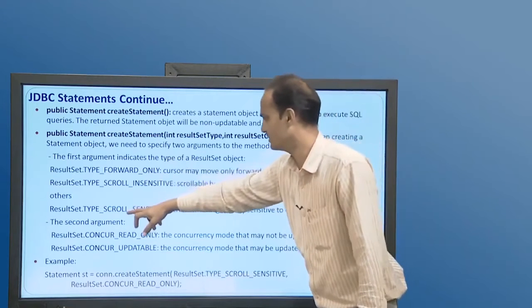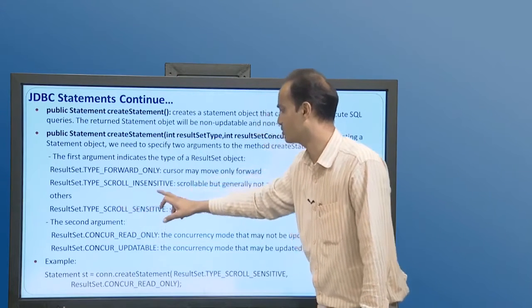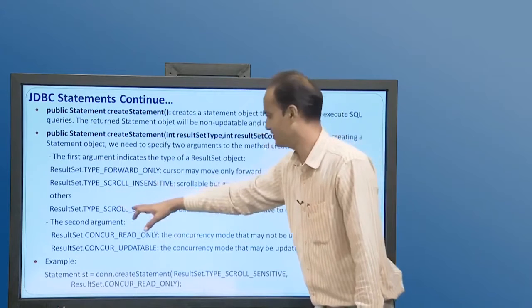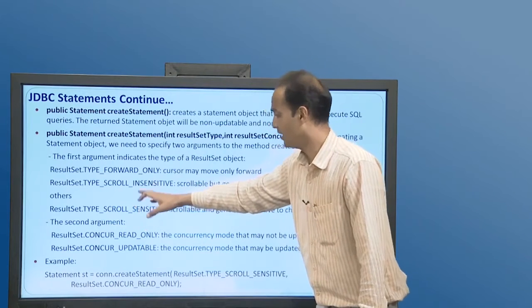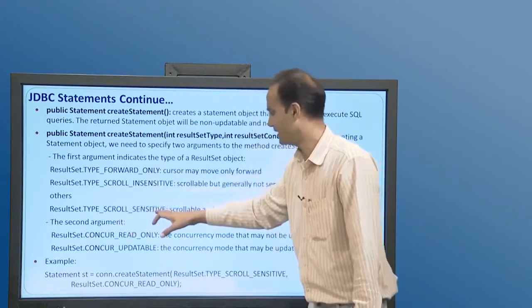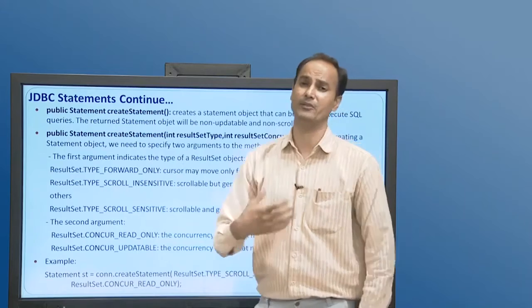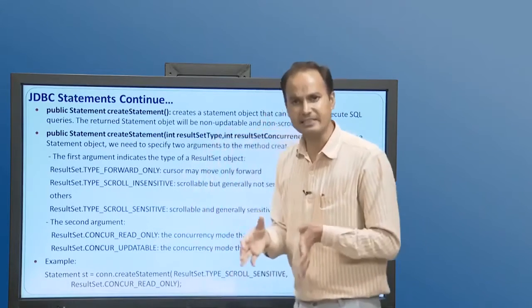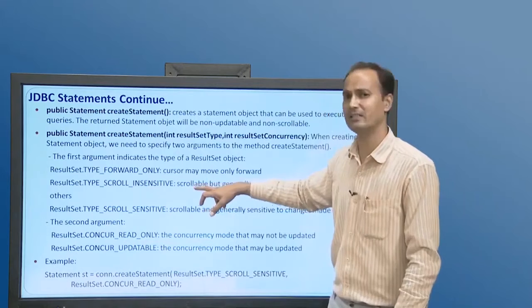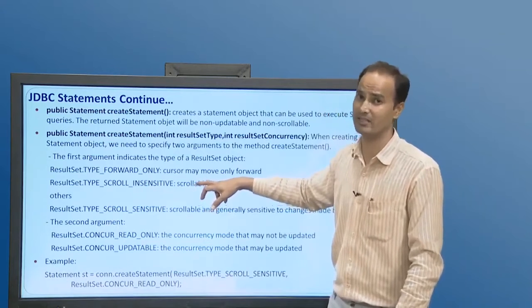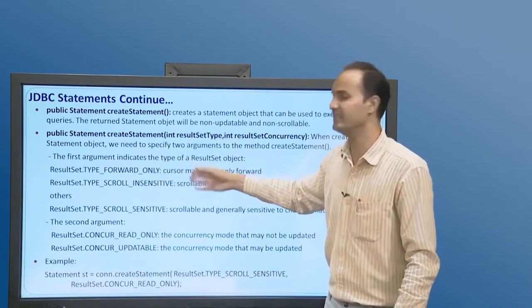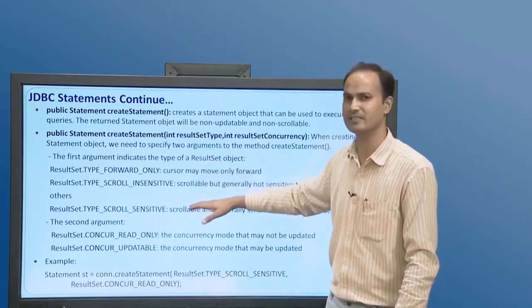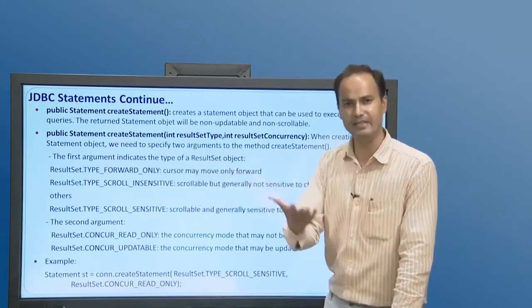And the third constant is ResultSet.TYPE_SCROLL_SENSITIVE. That means the result returned by the query will be scrollable and, apart from that, it is going to be updatable. That means it will reflect the latest data. While the insensitive type is scrollable, it will reflect the old data, as it is insensitive to updates, while this one is sensitive to update queries. So, it will reflect the latest data.